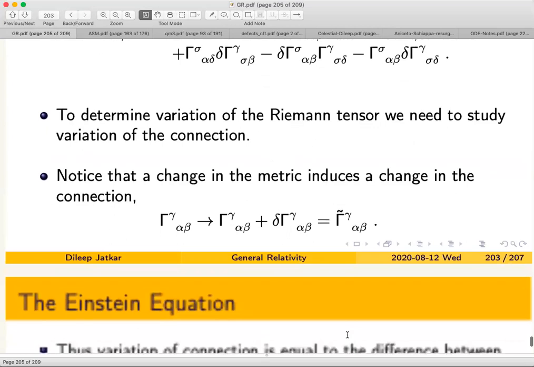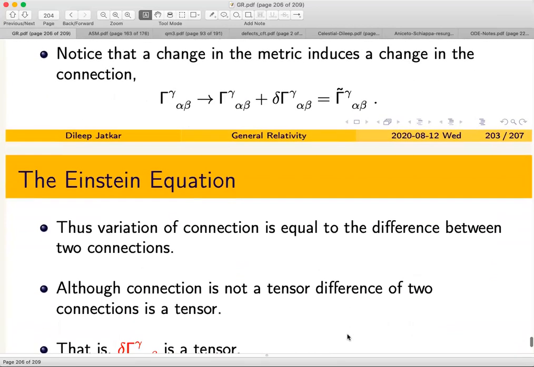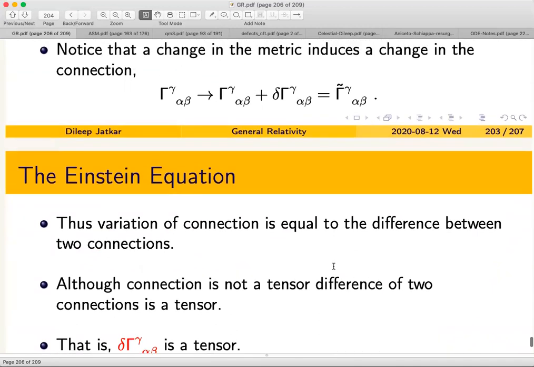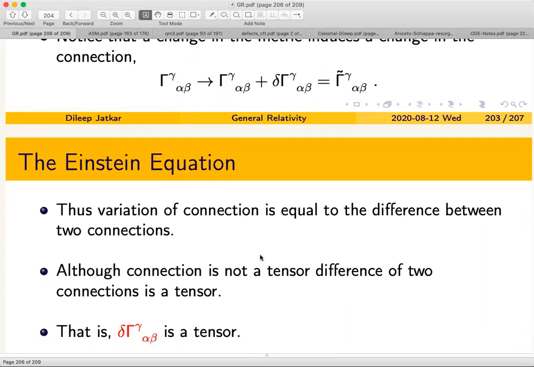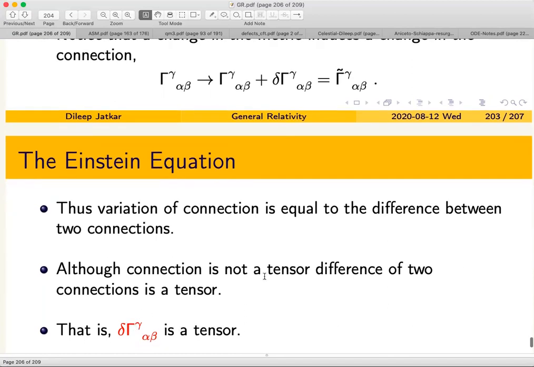Therefore, if you write down a quantity which is gamma tilde minus gamma, then that is the same as delta gamma. The inhomogeneous piece between gamma tilde and gamma will cancel, and therefore it tells us that delta gamma is actually a tensor. So although delta gamma is a difference between two non-tensors, since those two non-tensors have the same inhomogeneous piece, delta gamma happens to be a tensor. So we'll exploit this fact that delta gamma is a tensor.